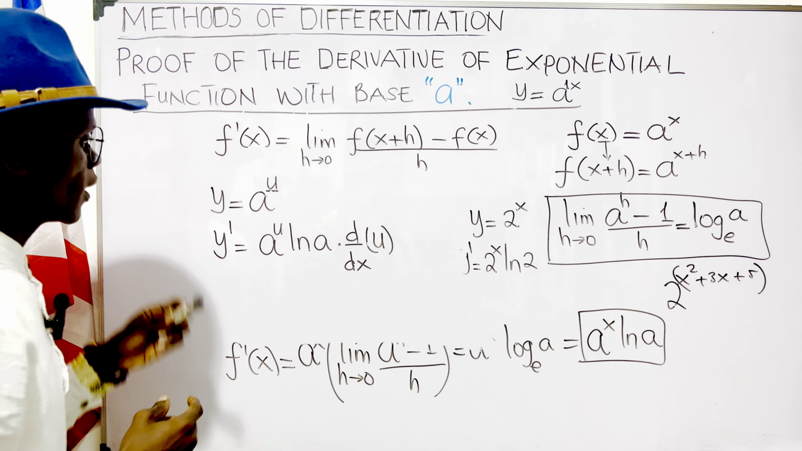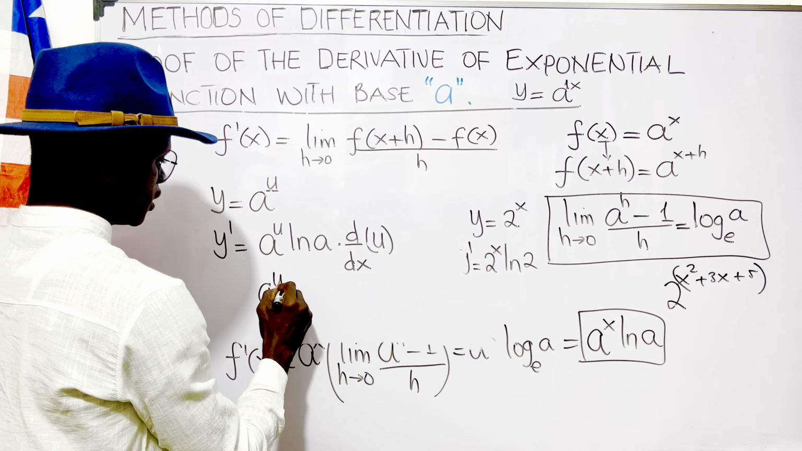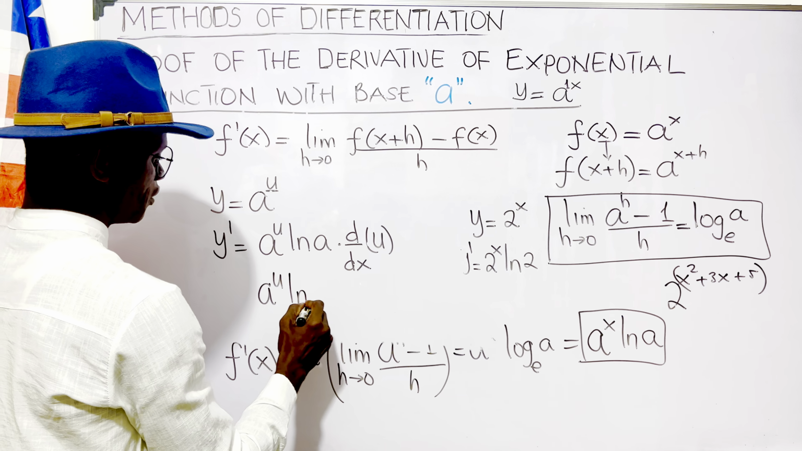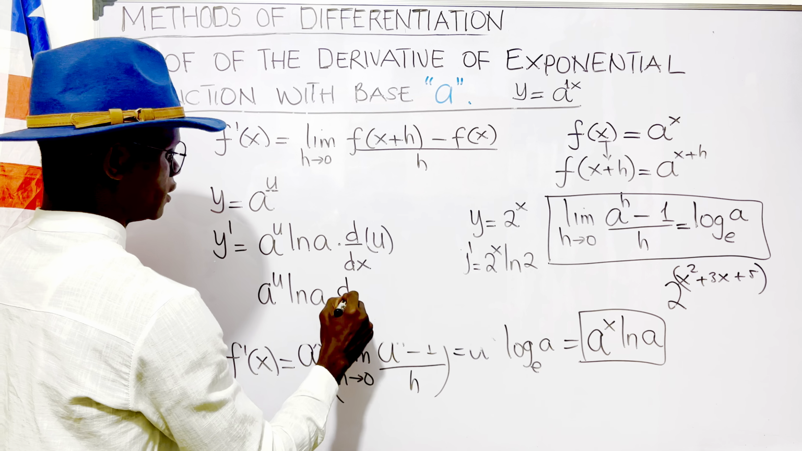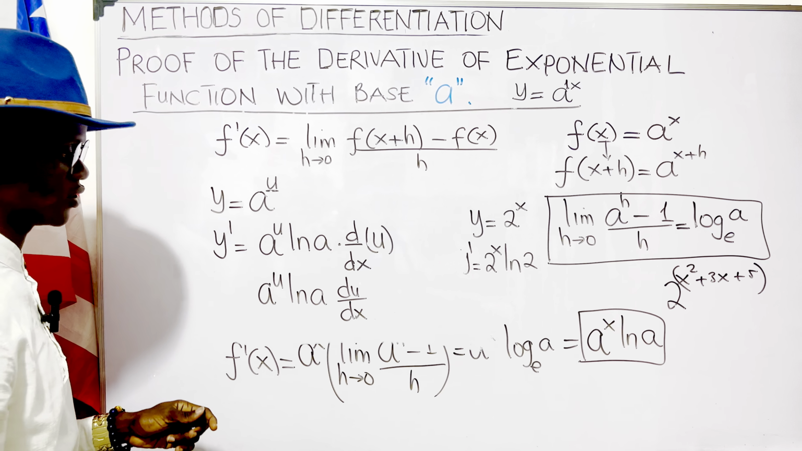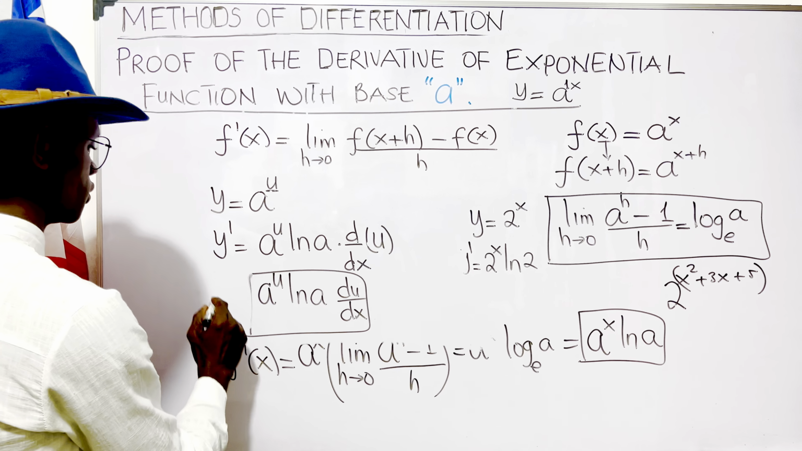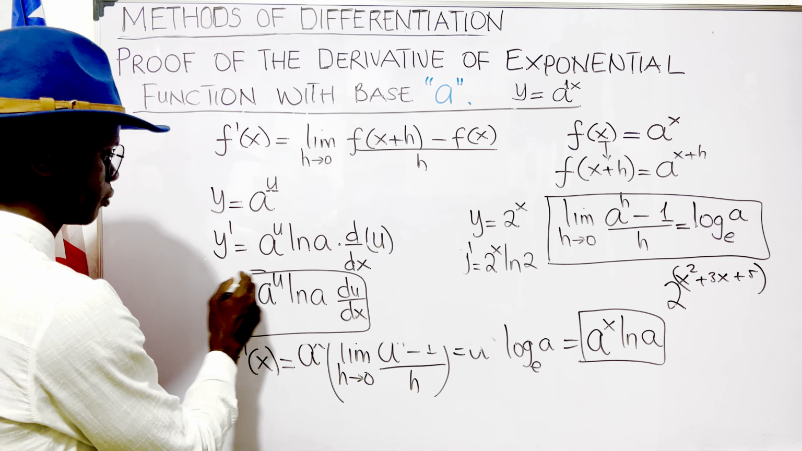In some books you will see it written as a raised to the power u times ln of a times du by dx. It is still the same, nothing has changed. So this is equal to y prime.